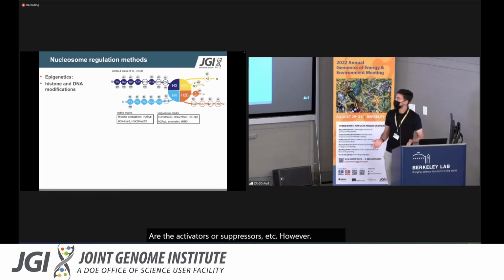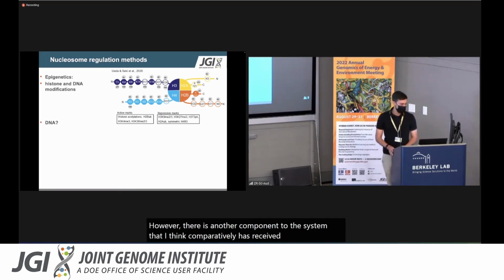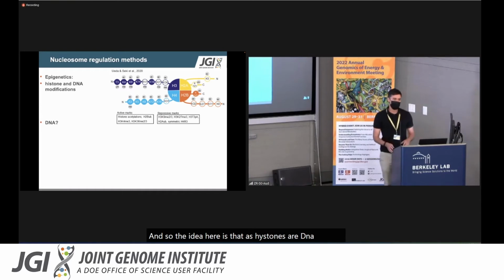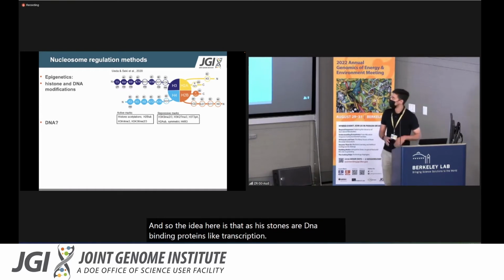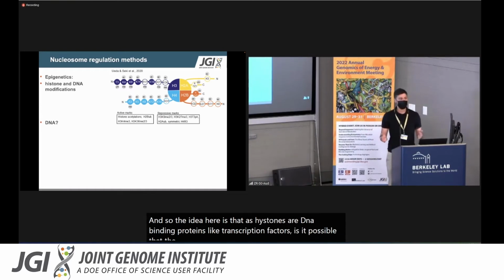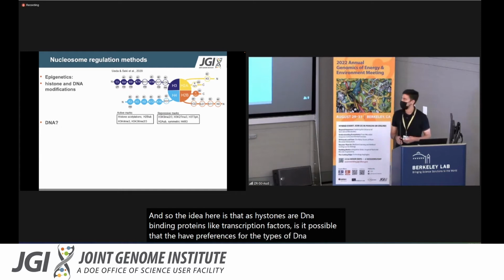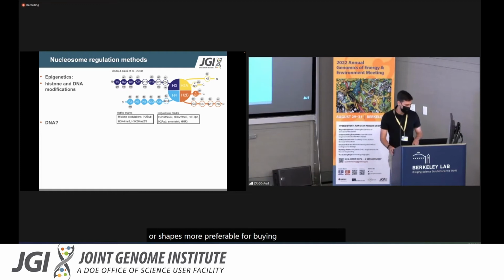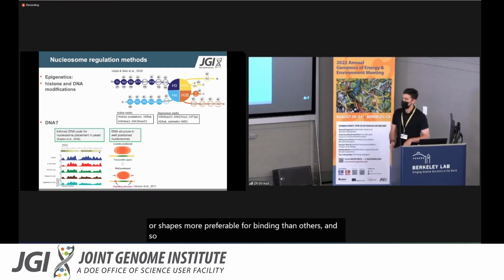However, there is another component to the system that I think has comparatively received much less attention, and that is the DNA itself. The idea here is that histones are DNA binding proteins, like transcription factors, so is it possible that they have preferences for the types of DNA that they interact with? Are certain sequences or shapes more preferable for binding than others? There is some precedent for this.